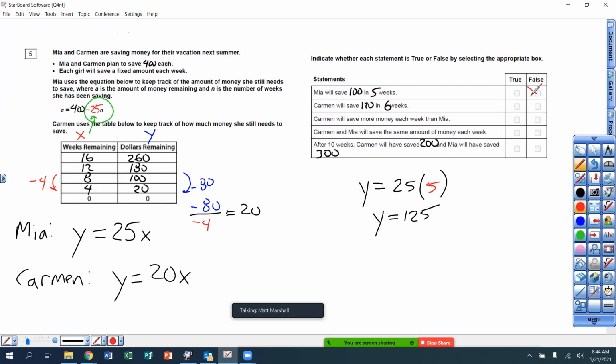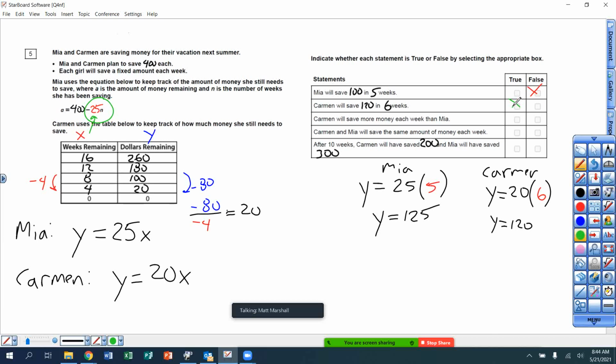Go to Carmen's. Carmen in 6 weeks. Let's see. Carmen's equation here. Maybe I could label that. So now I'm going to use Carmen's equation. So hers is y equals 20x. I'm going to plug in 6 for this one. And then when I do that math, oh yeah, 120 she saved. Yes, sirree.